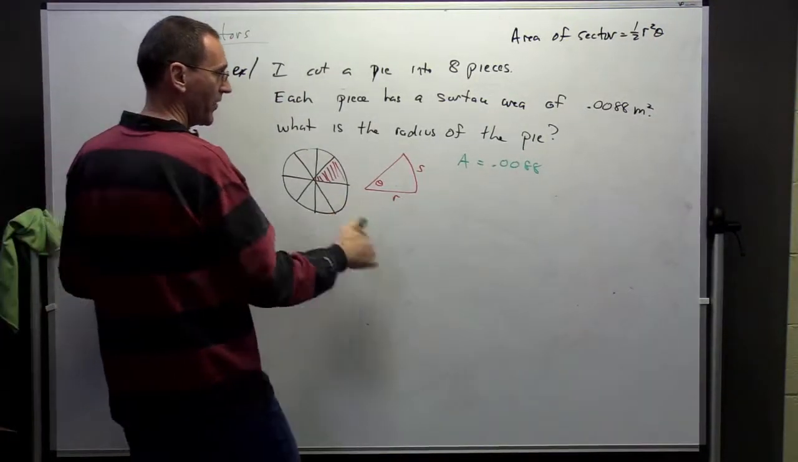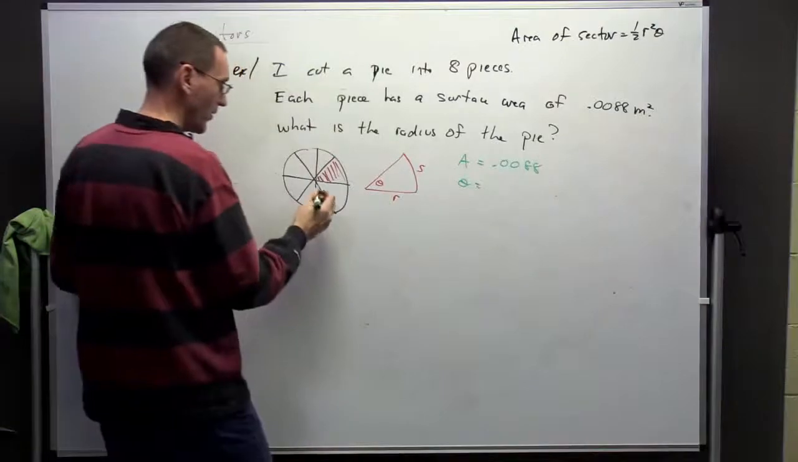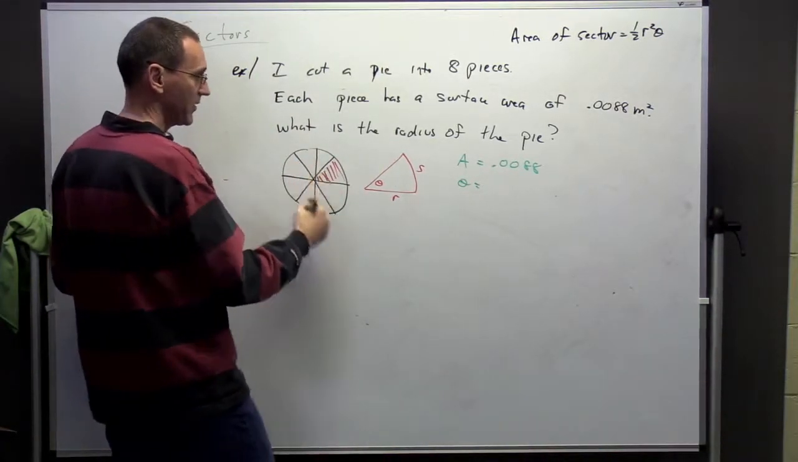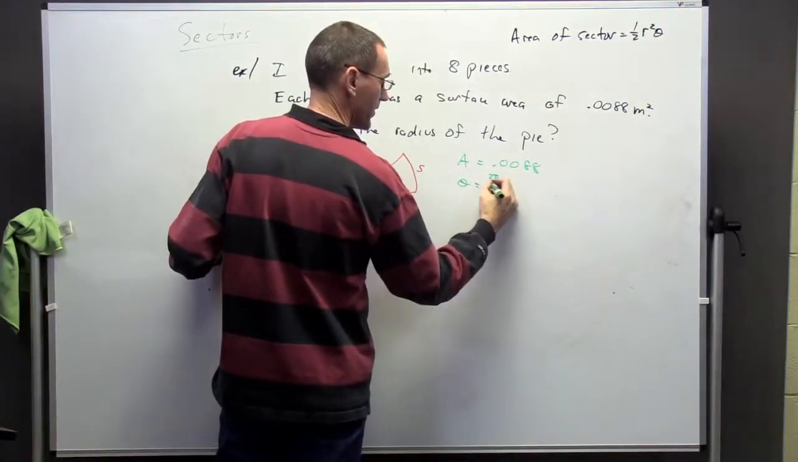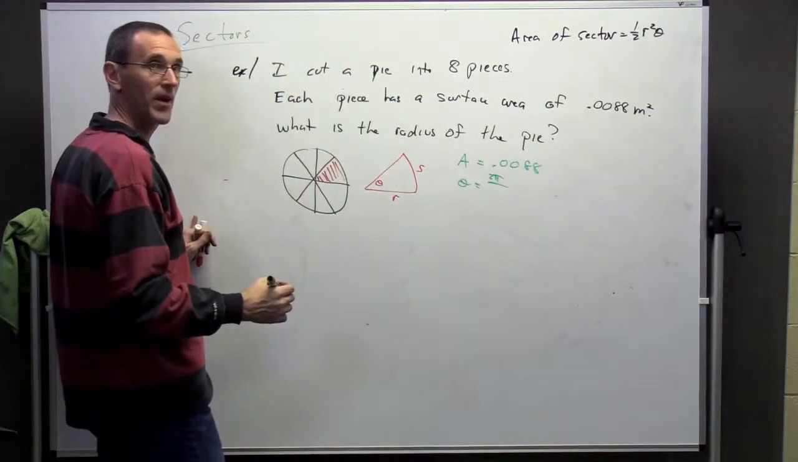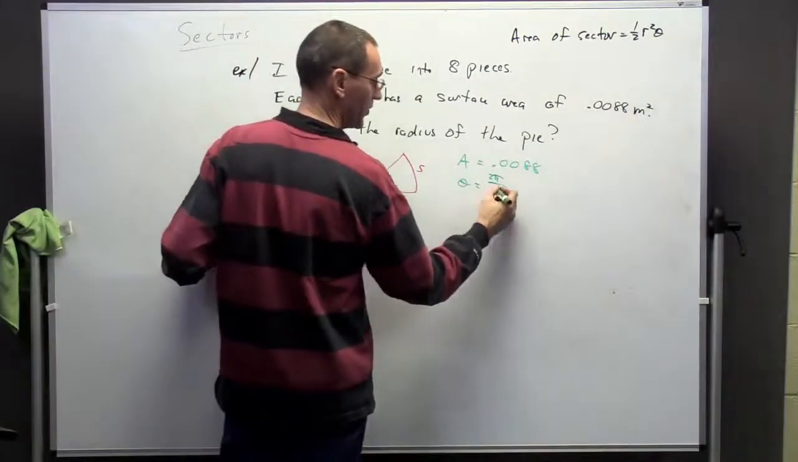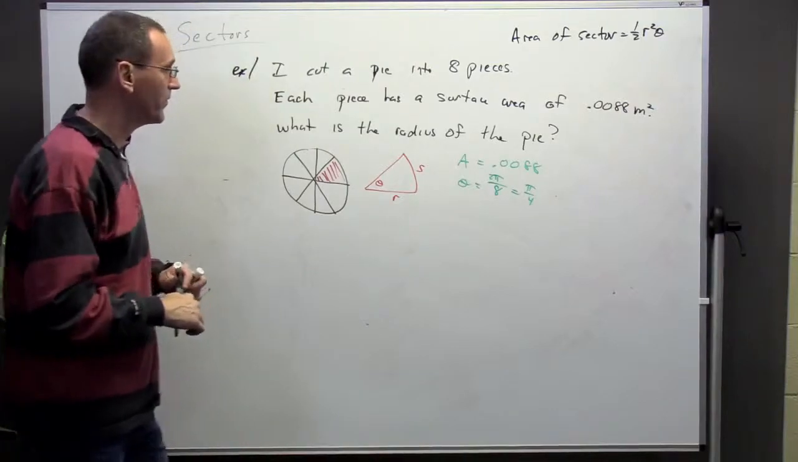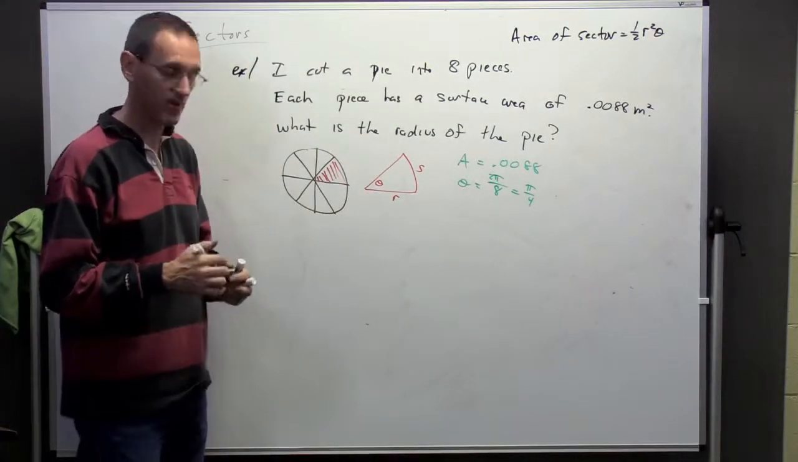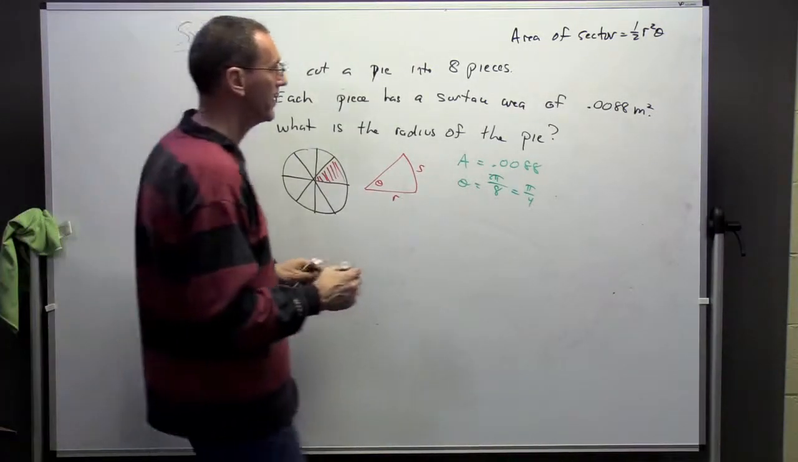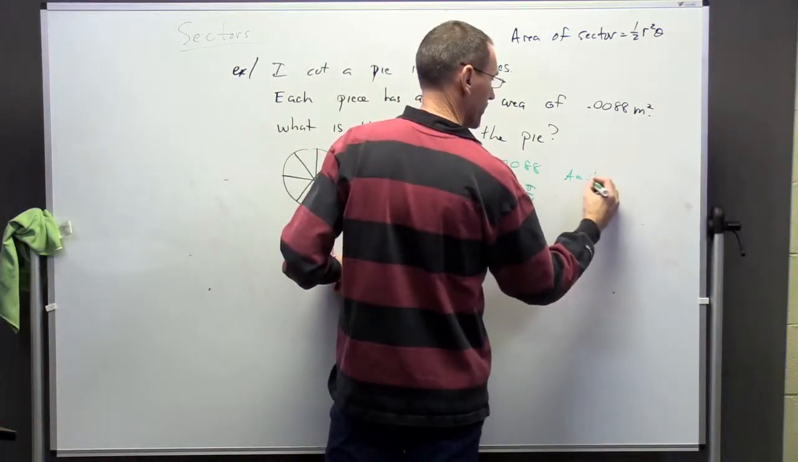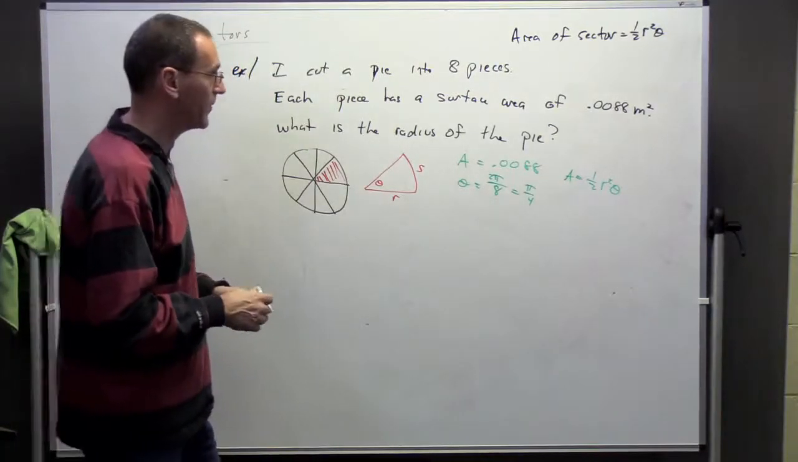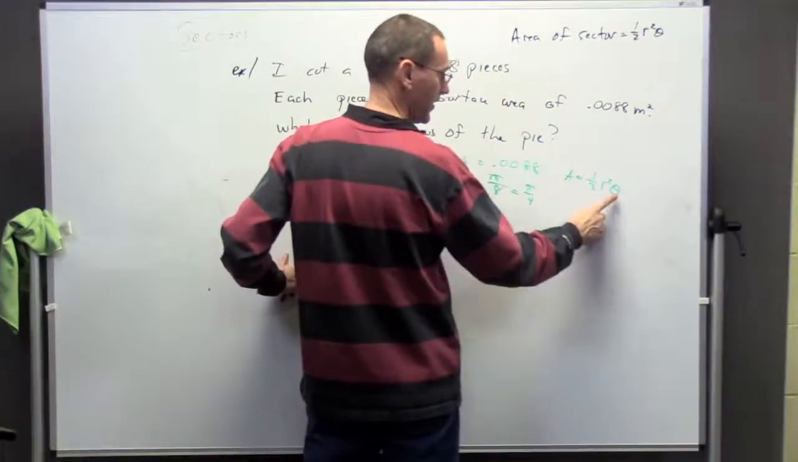I can figure out what theta is because I know I've got a full pie, assuming, and I've cut it into 8 pieces. So each one is going to be 1/8 of a whole. So a whole would be 2 pi. So the angle associated with each of these pie sectors is going to be pi over 4. And I know that my area is 1/2 r squared theta.